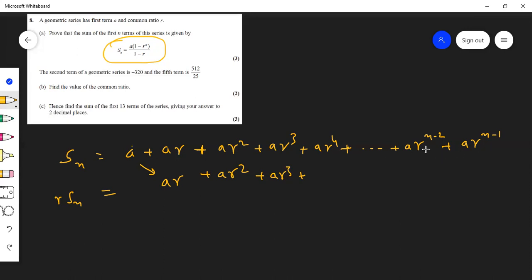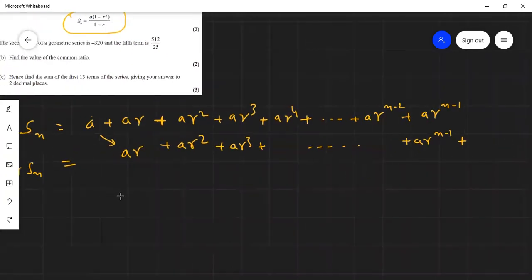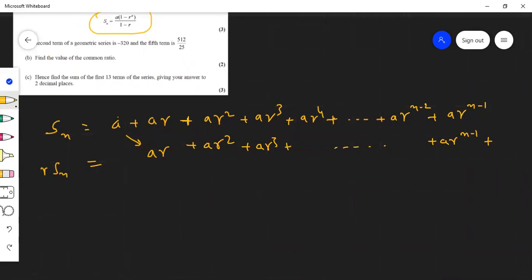When we multiply this term by r, it becomes ar^(n-1), since n-2 plus 1, the power of r becomes one more. And then finally, when you multiply this last term by r, let's slightly shift it, this will become ar^n, since ar^(n-1) into r. So it's very clear, right?